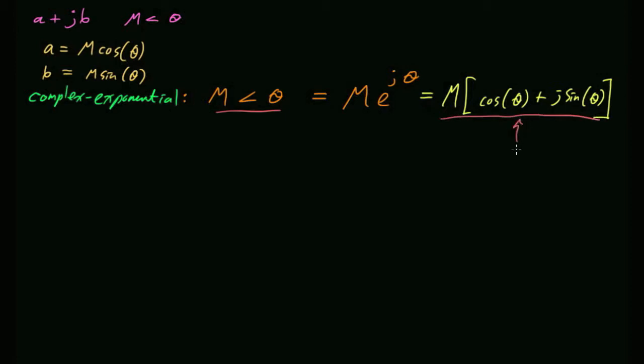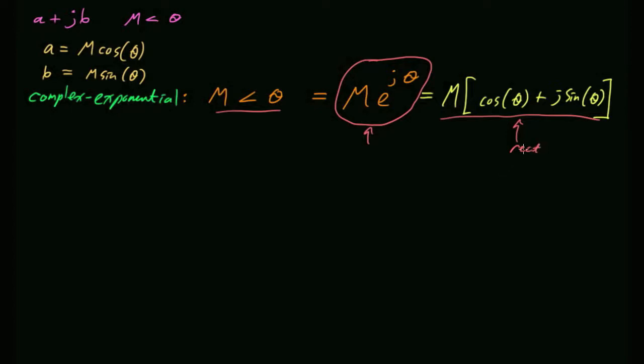So this part's not a mystery. Okay? The only thing that I'm adding to this that you may not know is that there's a more compact way of expressing it, which is this complex exponential, m e to the j theta. It's just a different way of writing this. Okay? So far, so good? All right. Gets better.